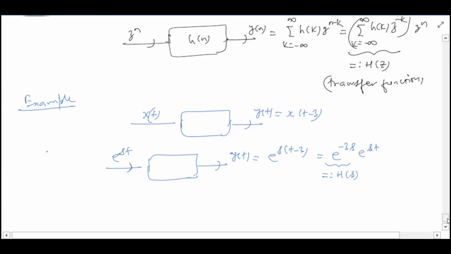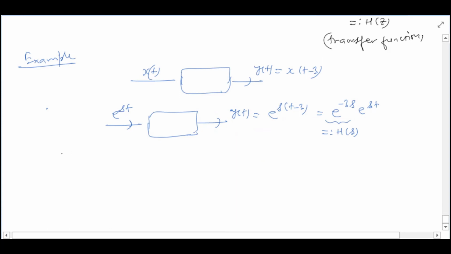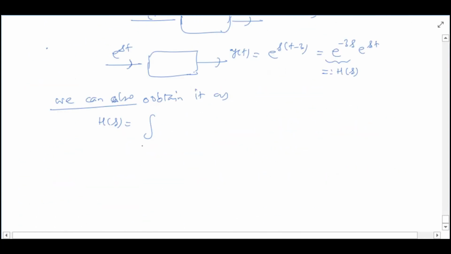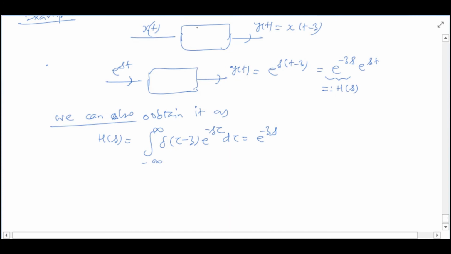The same transfer function can also be obtained using the formula that we have derived above. We can obtain it as H(s) equals the integral from minus infinity to infinity of delta(tau - 3) e^(-s tau) d tau, which again turns out to be e^(-3s) as expected. Notice that we write delta(tau - 3) because the unit impulse response of the system h(tau) was delta(tau - 3).